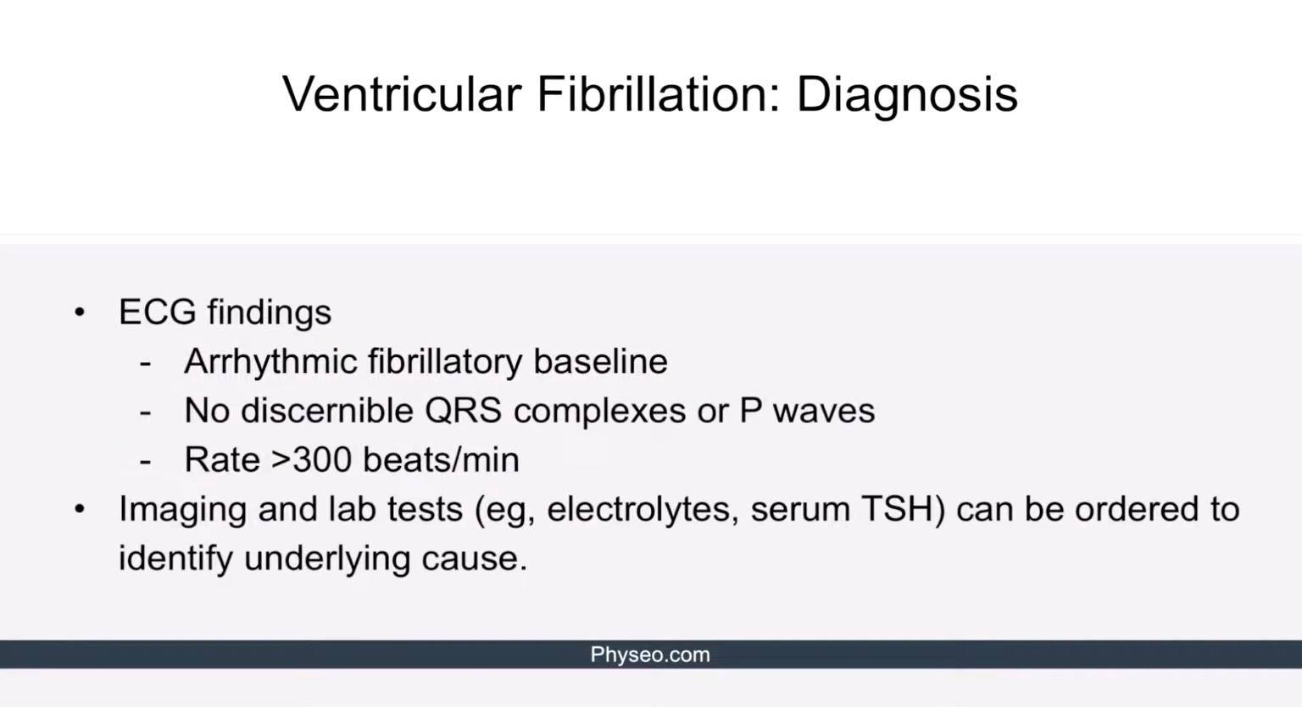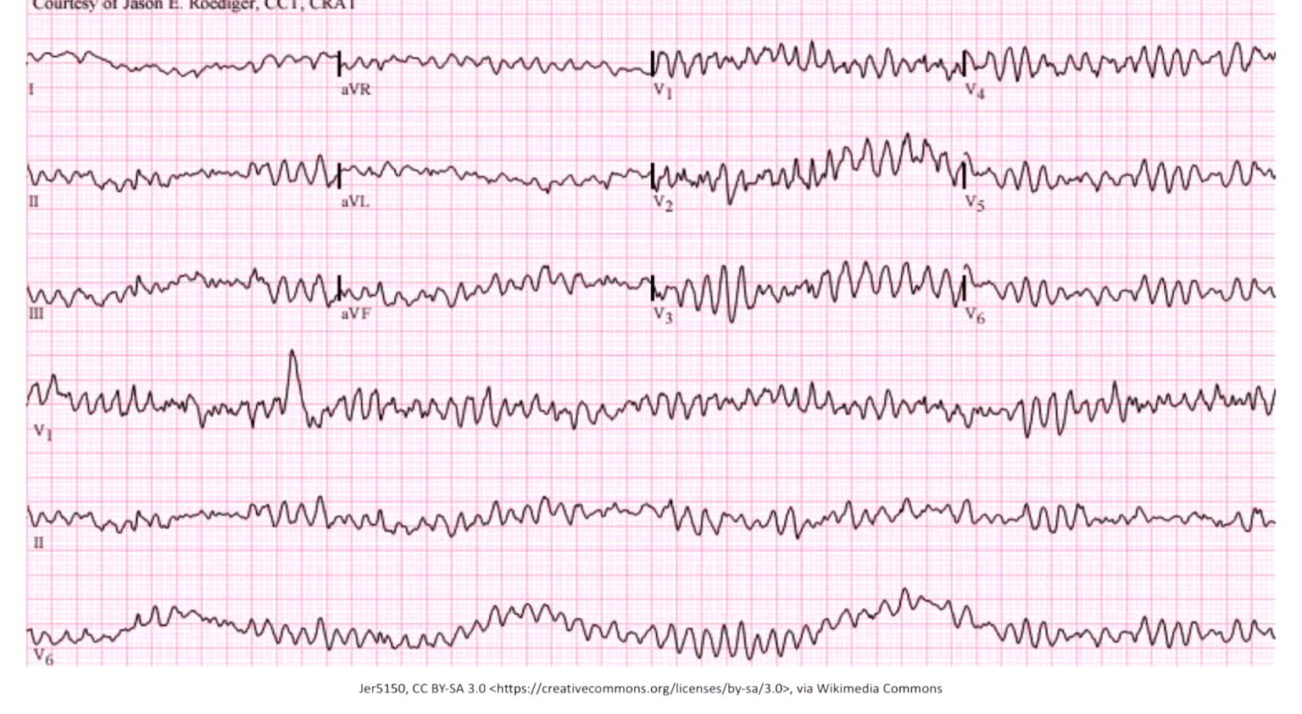In patients with VF, ECG often shows a very chaotic electrical activity. There is a chaotic fibrillatory baseline with no discernible QRS complexes or P waves. The rate is often greater than 300 beats per minute. Adjunctive studies such as echocardiography, coronary angiography, electrolyte panels, and serum TSH can be used to identify the underlying etiology. This ECG of ventricular fibrillation shows no clear QRS complexes or P waves and no normal isoelectric baseline. There is generalized chaotic electrical activity.